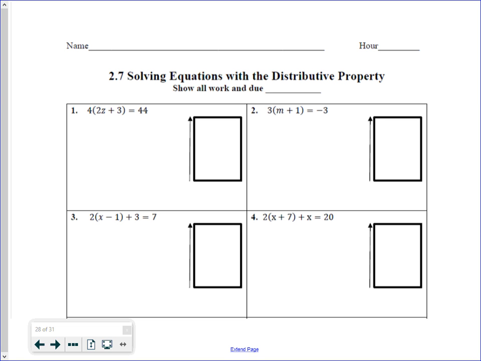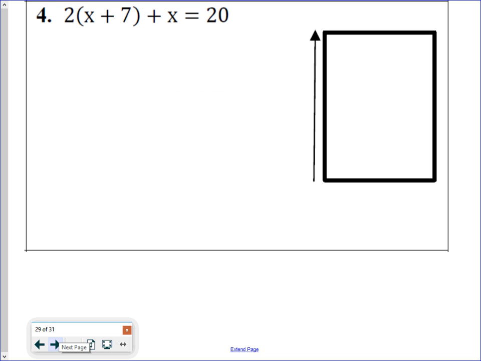Let's go ahead and get going on some homework help for homework 2.7, solving equations with the distributive property. So let's go ahead and try this out. The first one we want to look at is problem number 4. We did some cool stuff here, so let me just point out what we got.